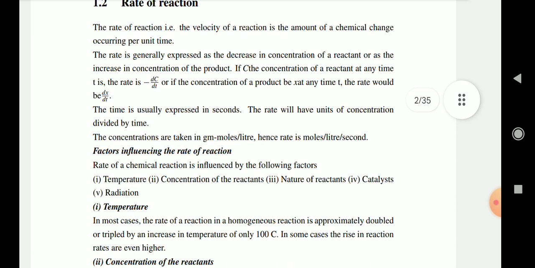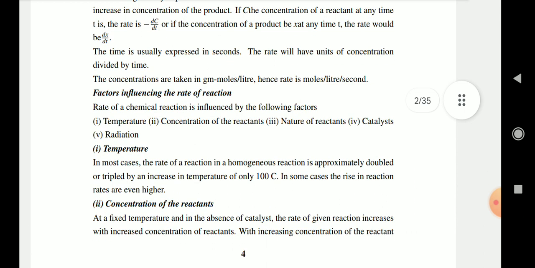Factors influencing the rate of reactions. The rate of chemical reactions is influenced by the following factors: first, temperature; second, concentration of reactants; third, nature of reactants; fourth, catalyst; and fifth, radiations. First, temperature. In most cases, the rate of a homogeneous reaction is approximately doubled or tripled by an increase in temperature of only 10 degrees Celsius. In some cases, the rise in reaction rate is even higher.